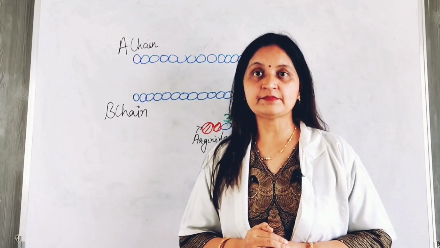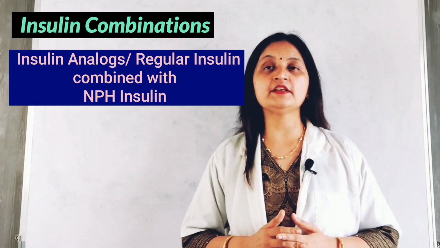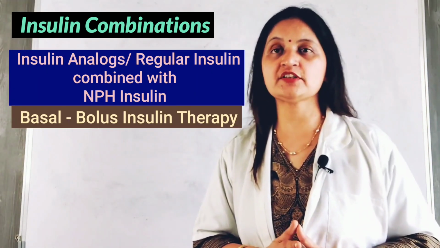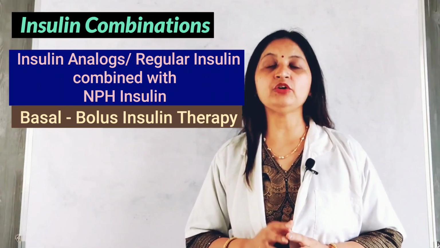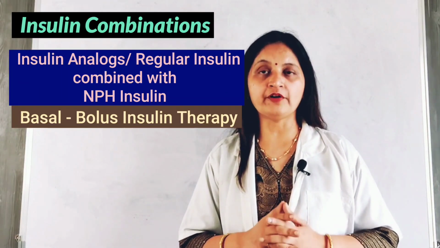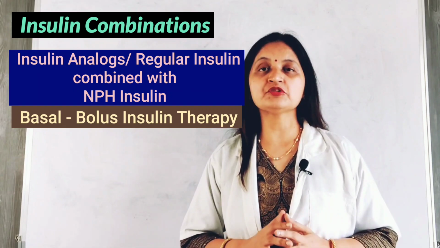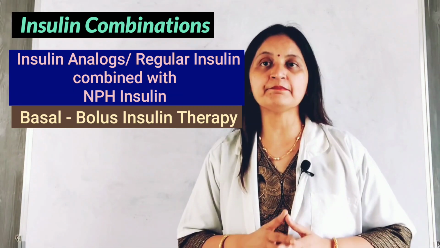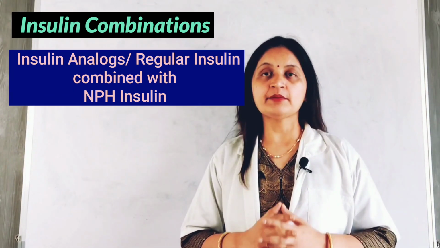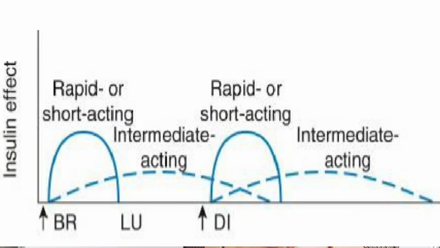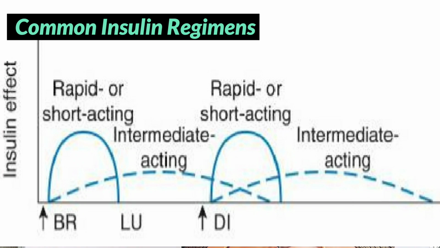treatment of diabetes mellitus. Apart from this, we also have insulin combinations where NPH is combined with an insulin analog or regular insulin, and this helps to provide both bolus and basal insulin therapy. Some of the common insulin regimens that are employed for the management of diabetes are: firstly, two morning injections of rapid-acting or short-acting insulins can be combined with intermediate-acting insulin.